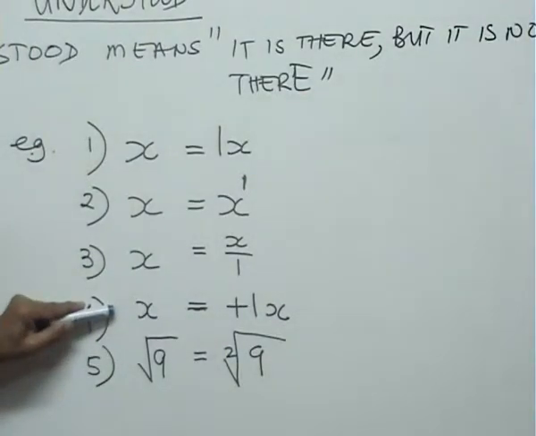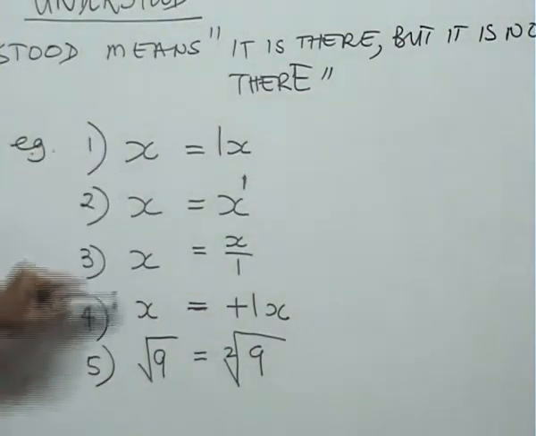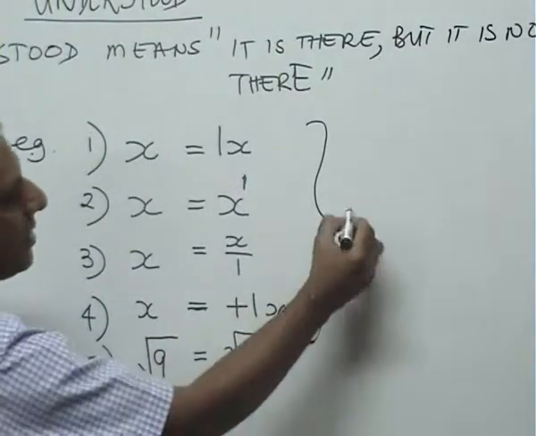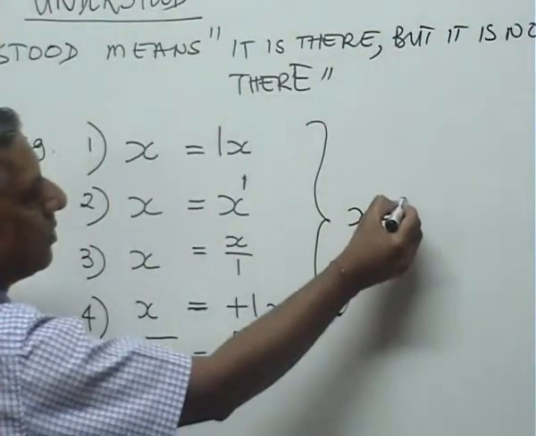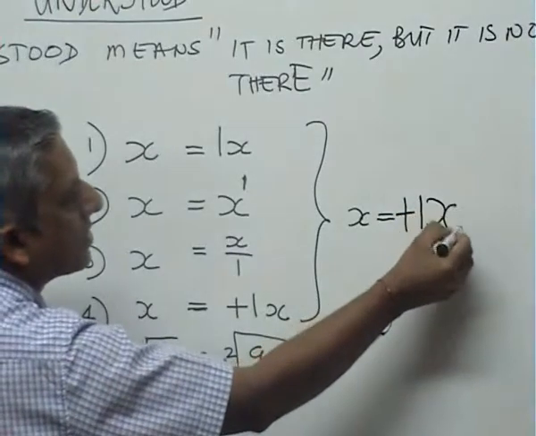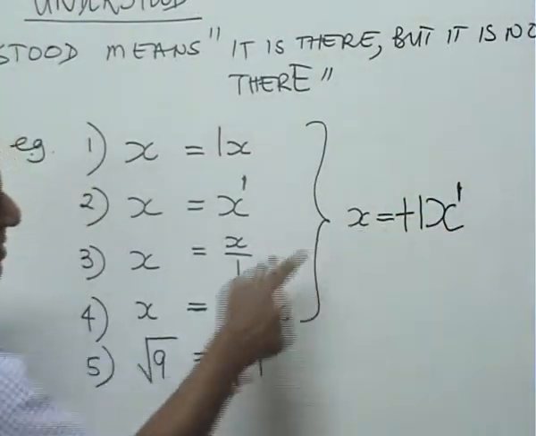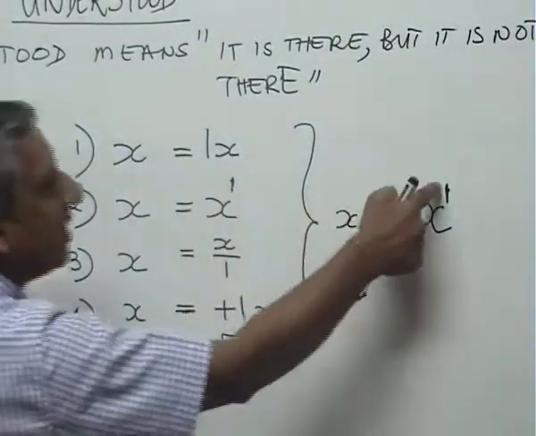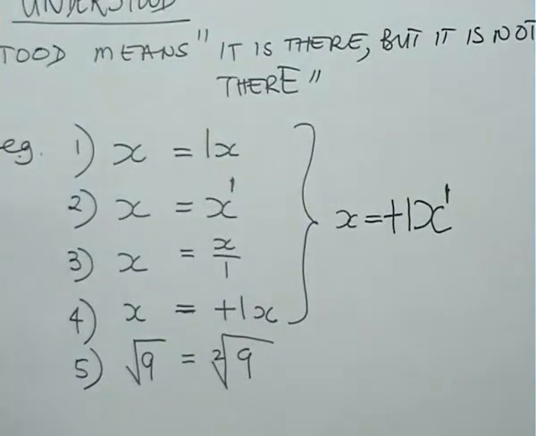Then there's a plus sign in front. So if I take all this and combine it, then x is really equal to plus 1x to the 1. You see the plus. I put in the plus there, I put in the 1 there, and I put in the index there. So we must be clear about what is understood. So that's the meaning of understood in maths. All right, so that ends the story about understood. And I hope it is understood.